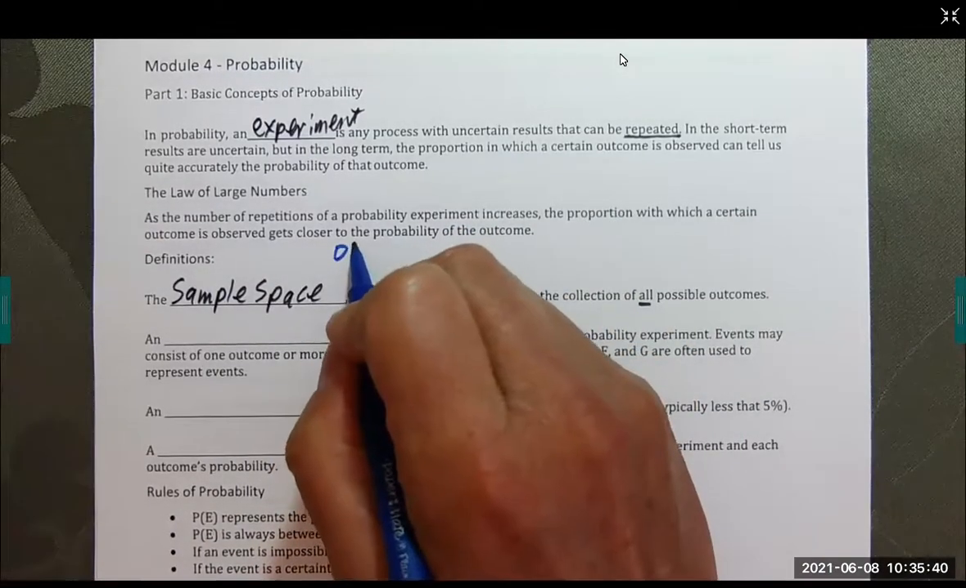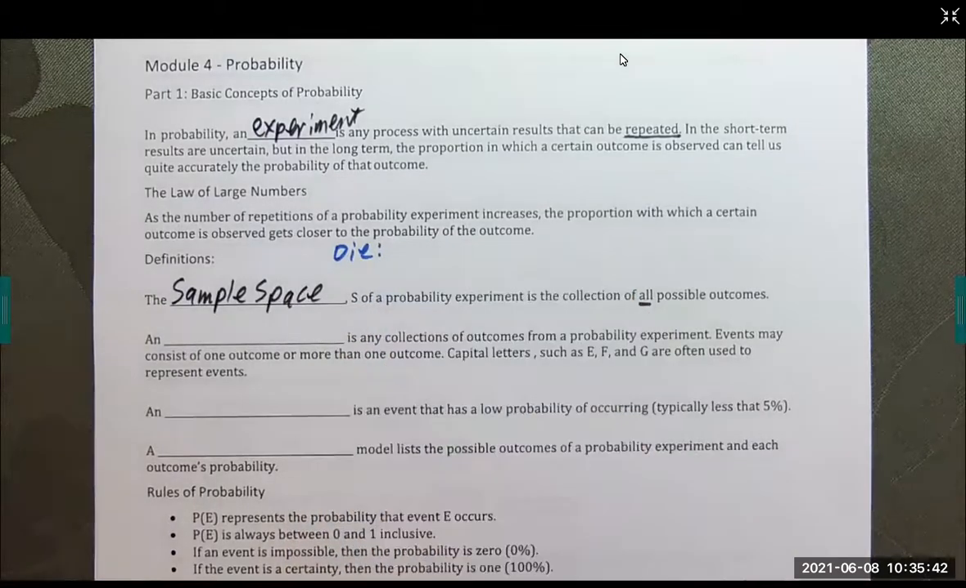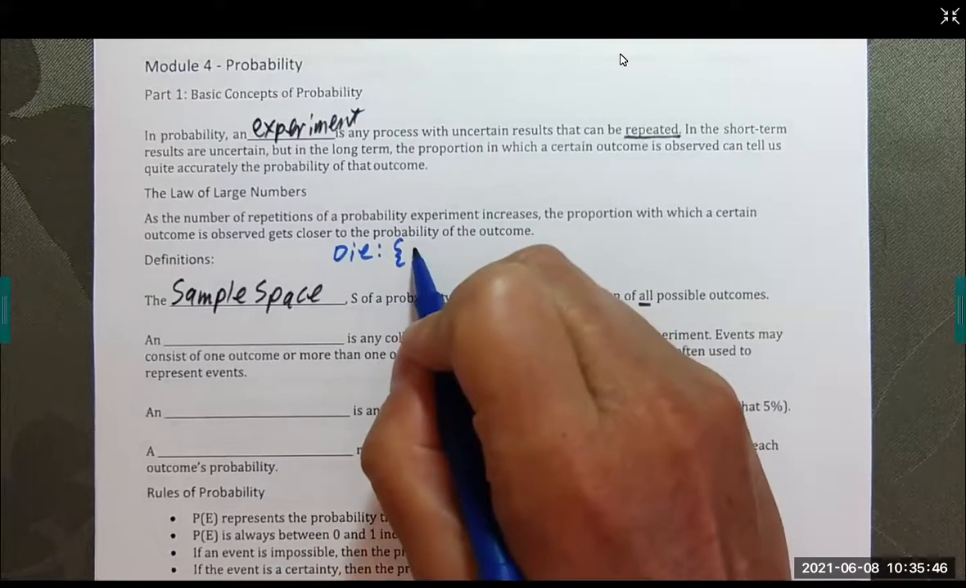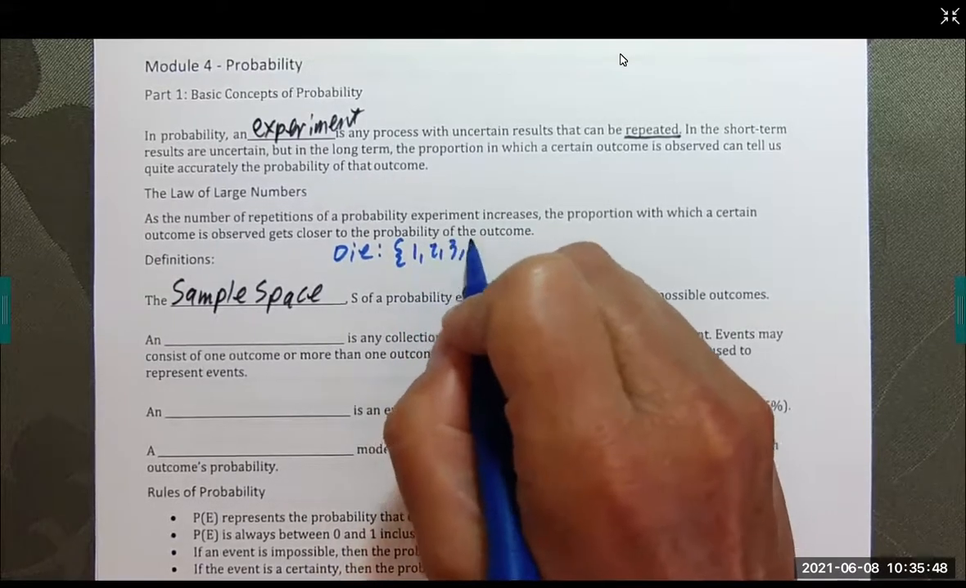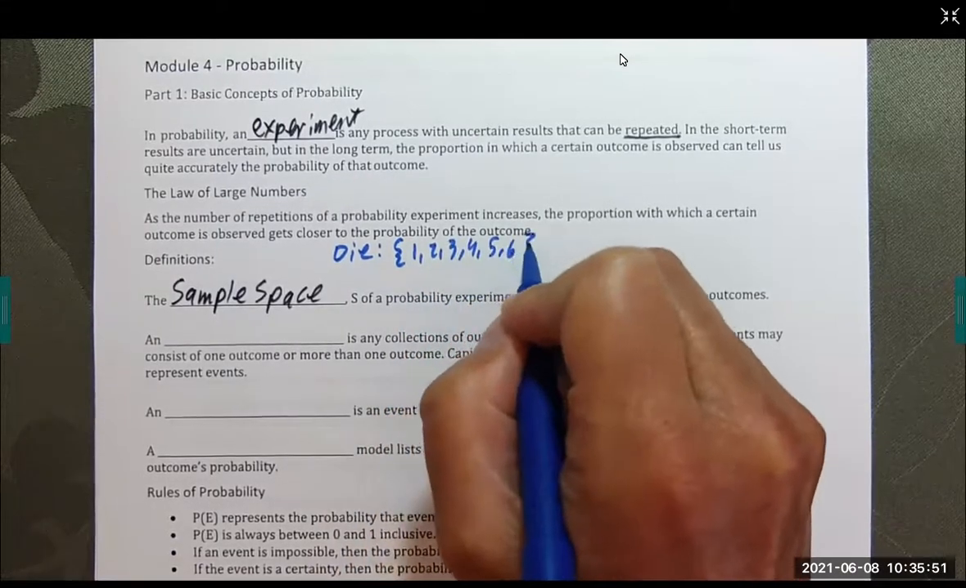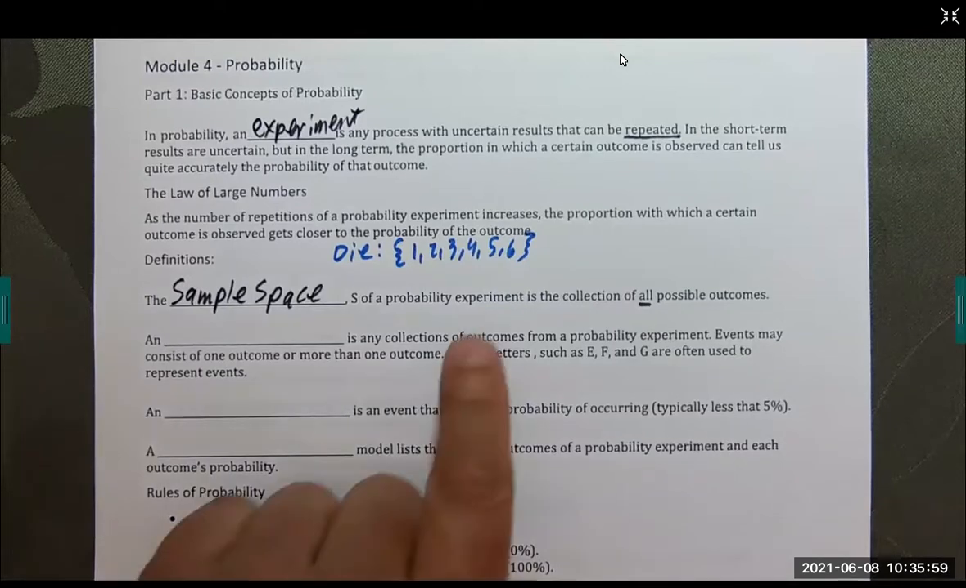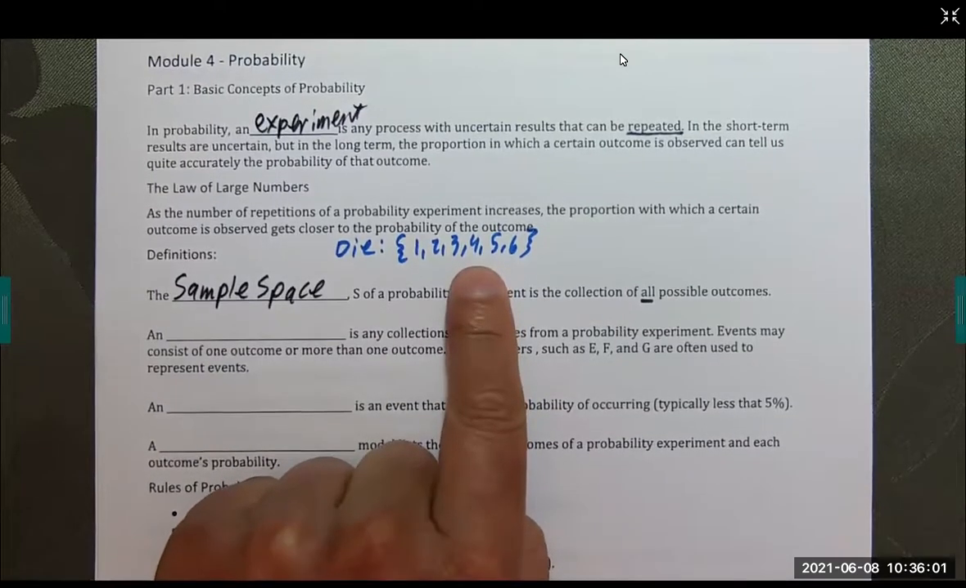The plural of die is dice. So really a 6-sided die. All of the outcomes are going to be a 1, a 2, a 3, a 4, a 5, or a 6. That's it. I'm never going to roll a 7. I'm never going to roll a 0. I'm never going to roll a -5. I'm never going to roll a pi. This is the entire sample space, all of it.